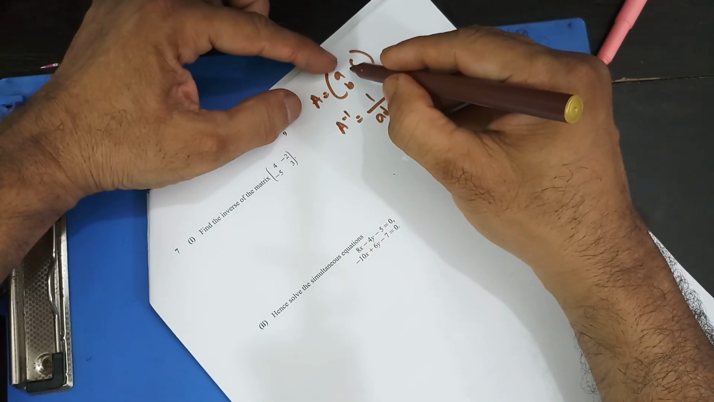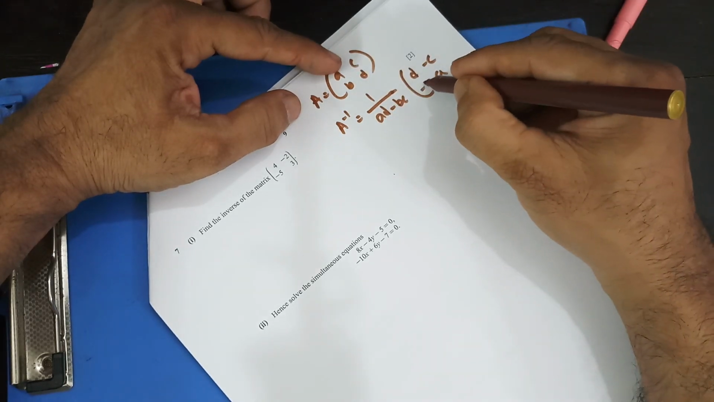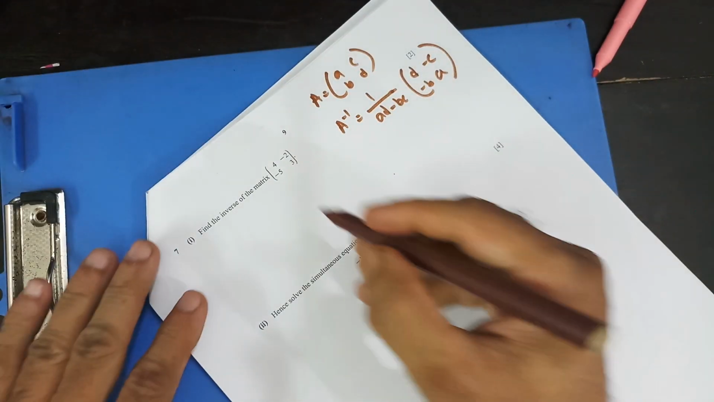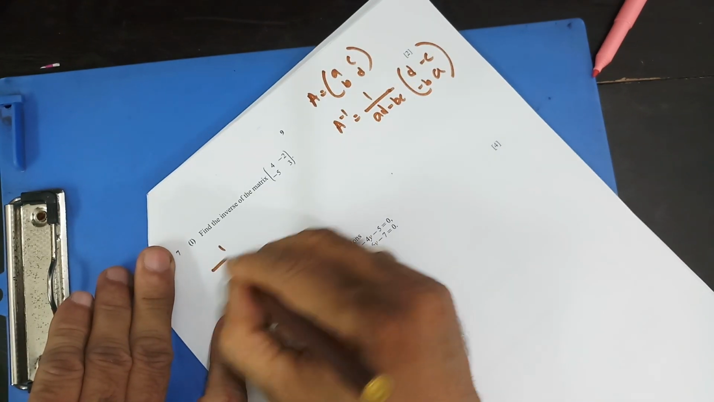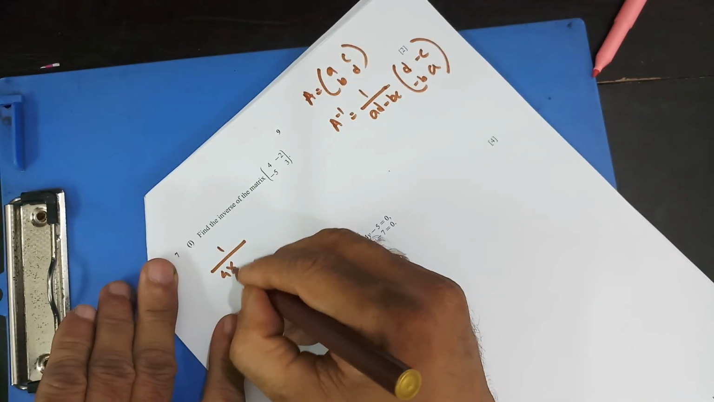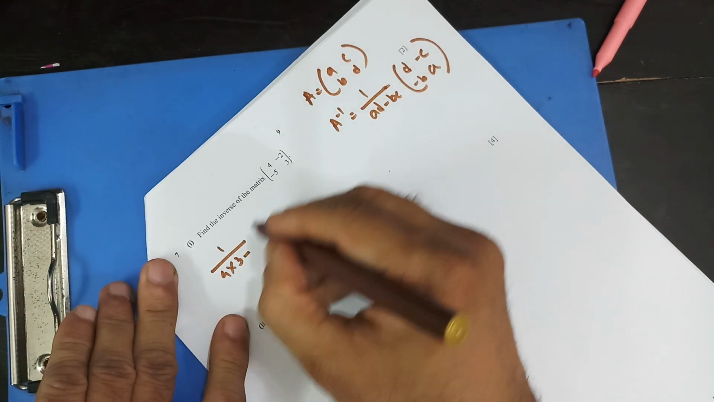If this is positive, it becomes negative. If it's negative, it becomes positive. So that's my inverse. So when I have that, its inverse is going to be 1 by 4 times 3, and from the formula it's negative.